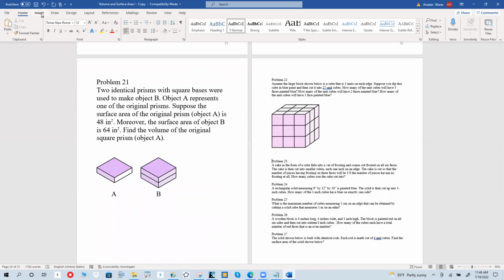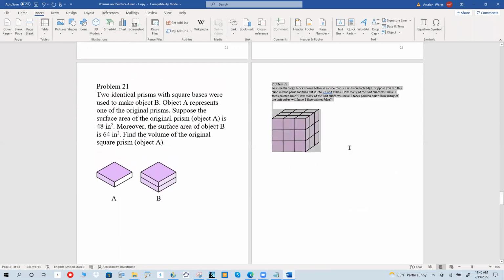Let's try this one. Let's see what else is going on. Let's see. Number 22.